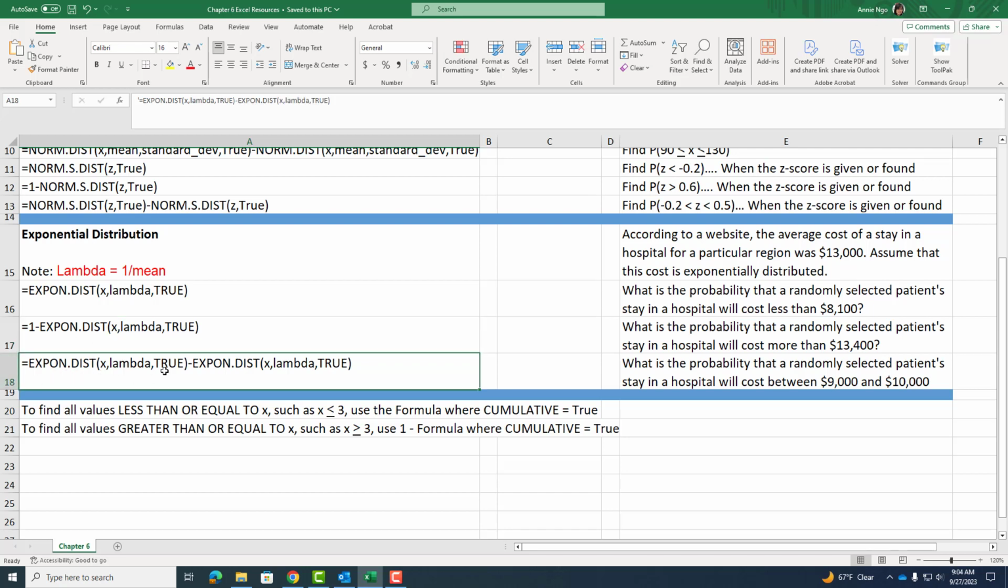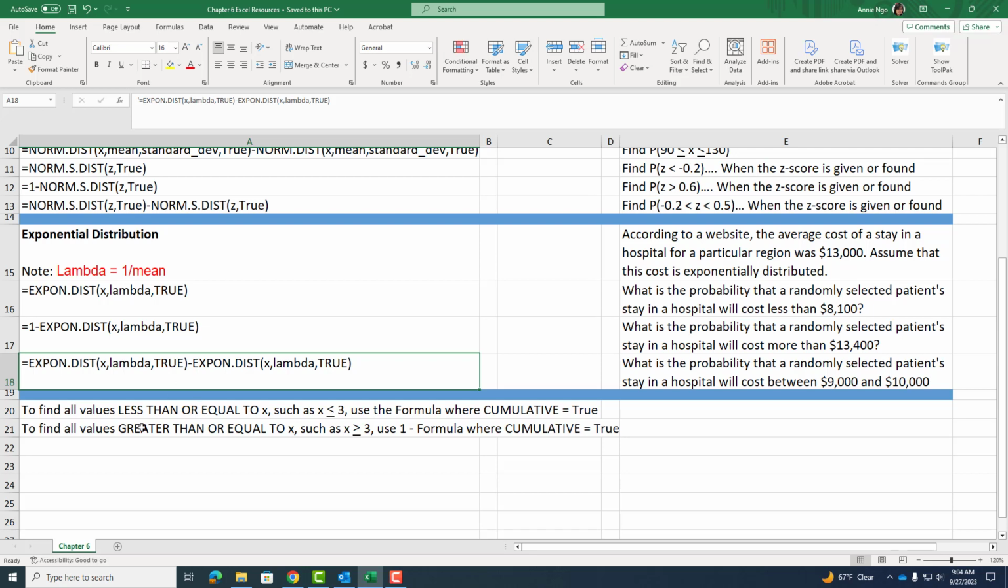Now, the third option here is when we're looking for the probability between two x's. So that's why you see the exponential.dist twice, and then there's a subtraction symbol in between. So we're subtracting the two probabilities together because they overlap.